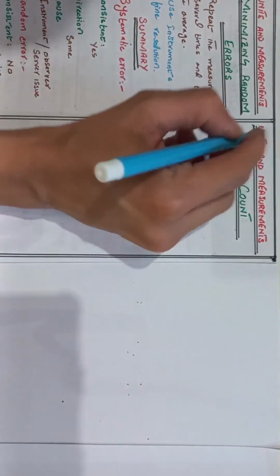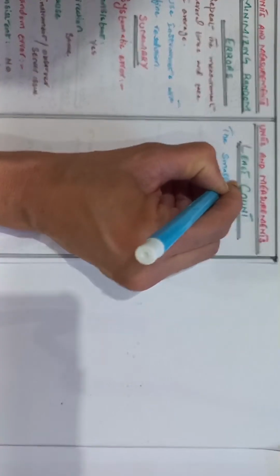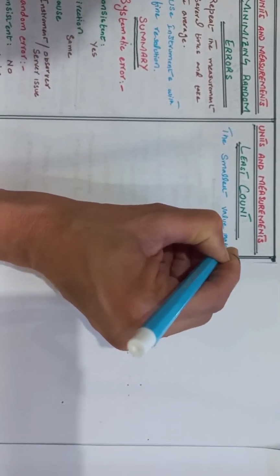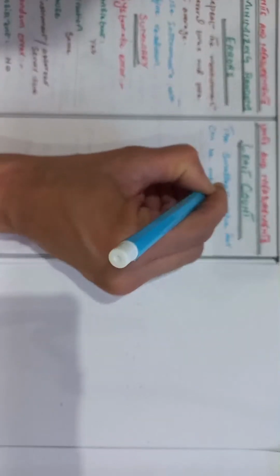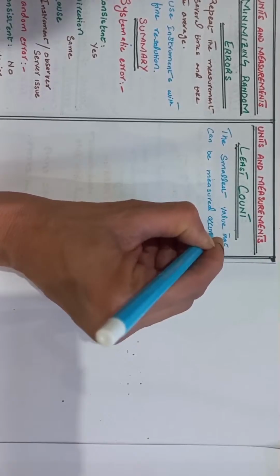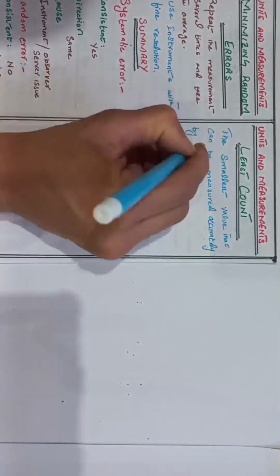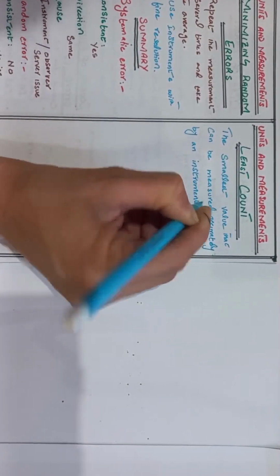Okay, least count. What is the definition of the least count? The smallest value that can be measured accurately by an instrument.